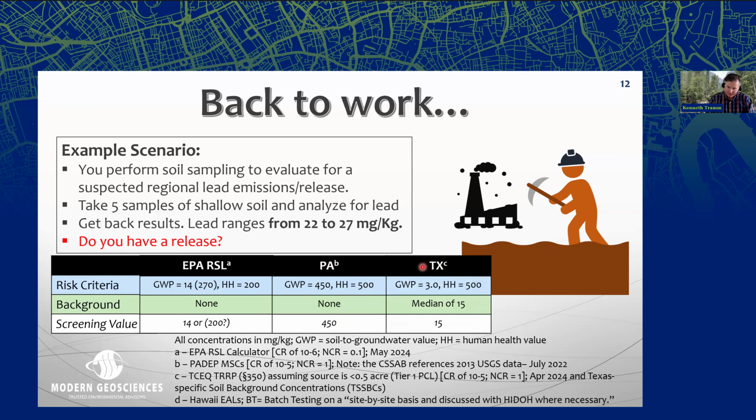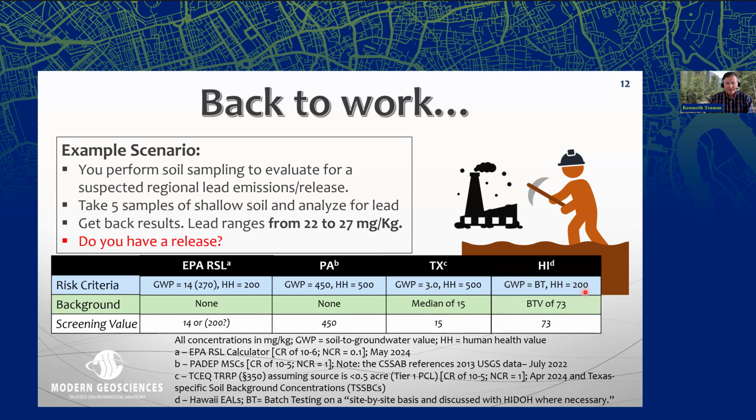I'll bring up Texas just because that's where I am right now. Our groundwater protection number in Texas is 3. And all these are in milligrams per kilogram, by the way. Human health is 500. We do get a background number in Texas, which is helpful, but it is a published median value, which means it's the 50th percentile of the entire state of data. So that could be problematic, and we'll talk about that in a second. But this would leave me with either the 3 or, on the other side of the scale, the 15. So 15 would be my driver here.